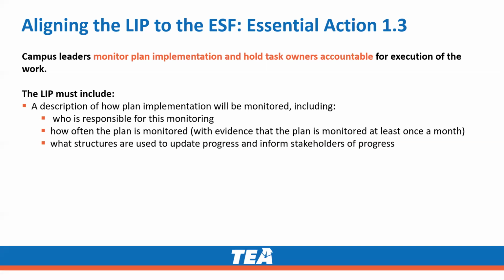The plan also needs to include what structures are used to update progress and inform stakeholders of progress. So this might be a campus leadership team standing meeting where you update the plan, discuss that progress, and make adjustments. It could be other types of standing meetings or agenda items, essentially something that shows that you are updating the plan and that folks are making decisions about the plan periodically.